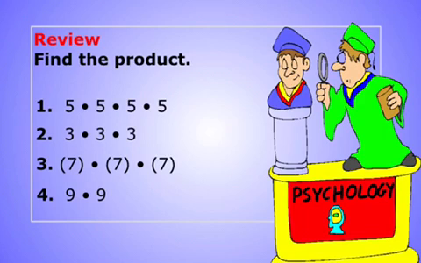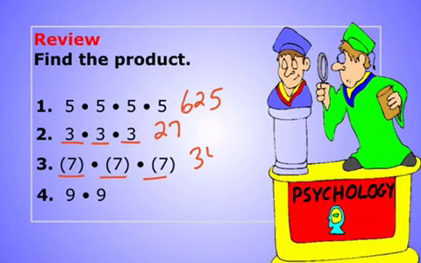First, for review, find the product. 5 times 5 times 5 times 5. 5 times 5 is 25, times 5 is 125, times 5 more is 625. 3 times 3 is 9, times 3 more is 27. 7 times 7 is 49, times 7 more is 343. And 9 times 9 is 81.